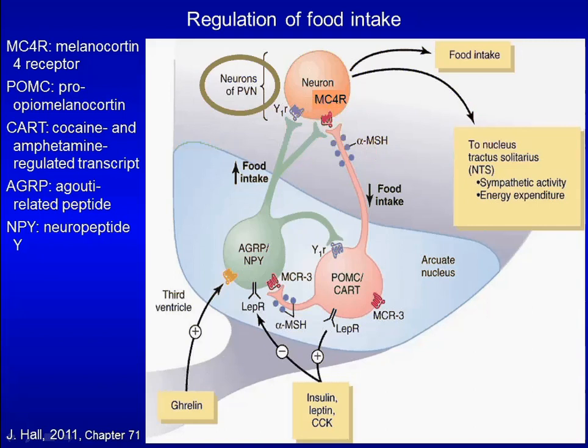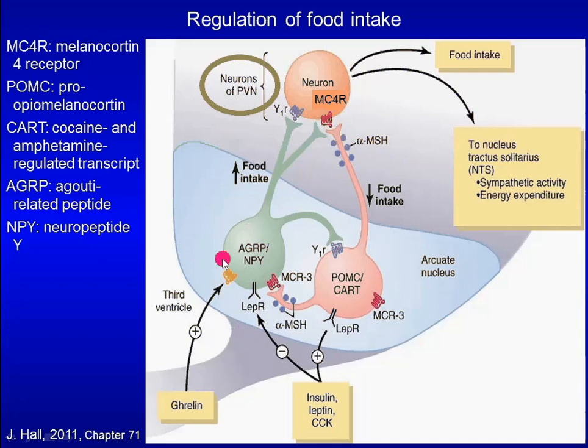MPY neuron secretes MPY and agouti-related peptide. MPY binds receptors on POMC neuron and MC4R neuron and inhibits their activity. Agouti-related peptide blocks the action of alpha melanocyte stimulating hormone. As a result, stimulation of MPY neuron increases appetite.